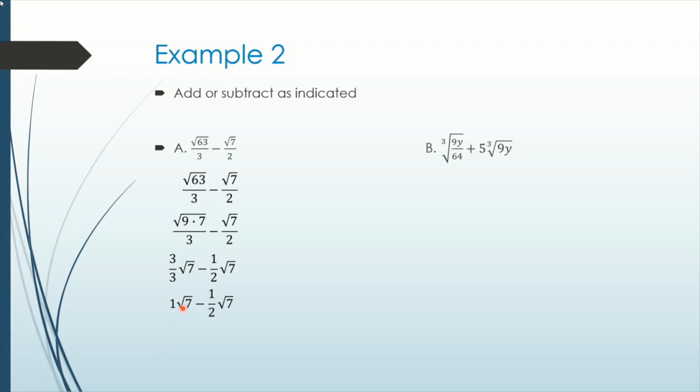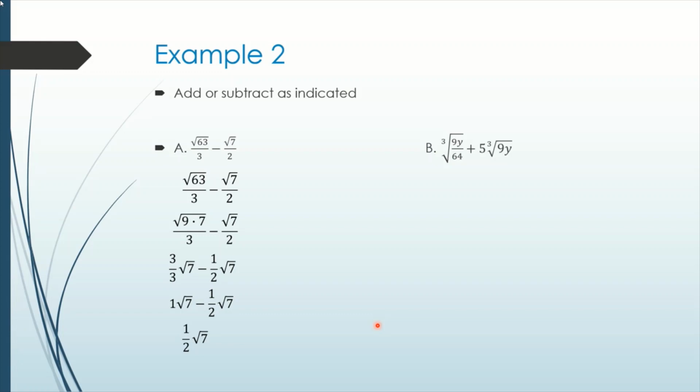So now you have, and notice that I wrote it as a fraction. I can do that just as 1/2. 1 minus a half would just be a half. So it'd be 1/2 square root of 7.